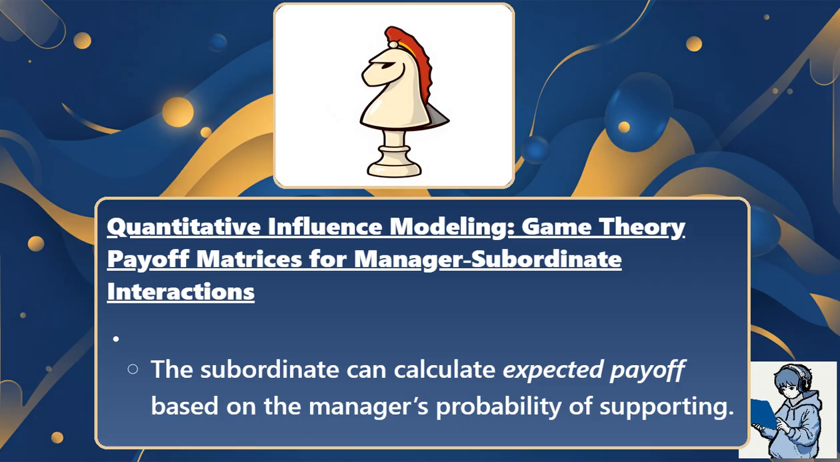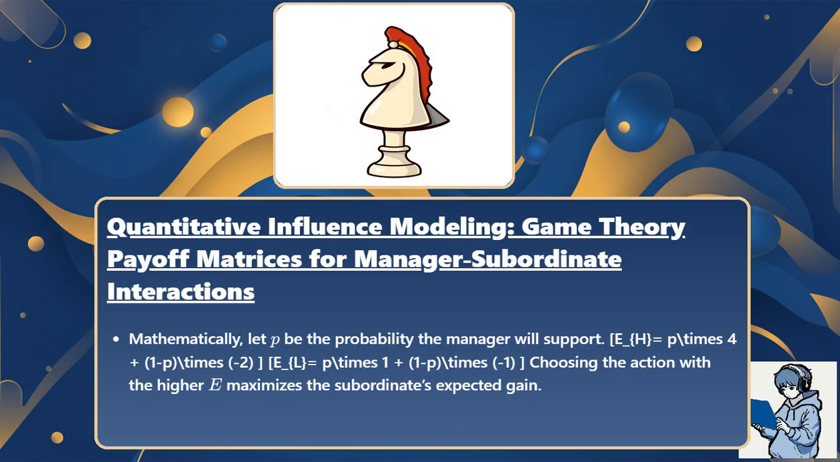The subordinate can calculate expected payoff based on the manager's probability of supporting. Mathematically, let P be the probability the manager will support. EH equals P times 4 plus (1 minus P) times -2. EL equals P times 1 plus (1 minus P) times -1. Choosing the action with the higher E maximizes the subordinate's expected gain.